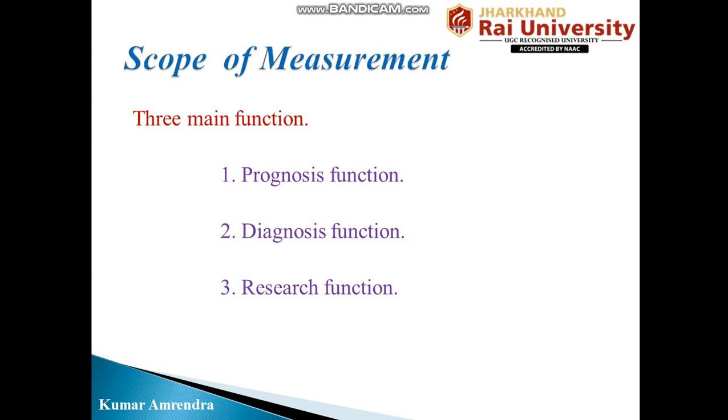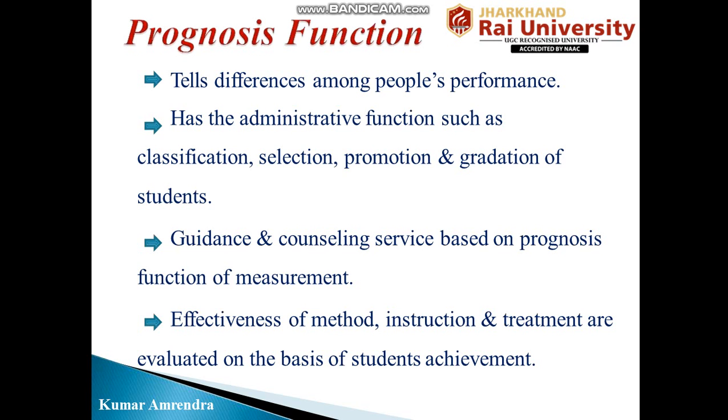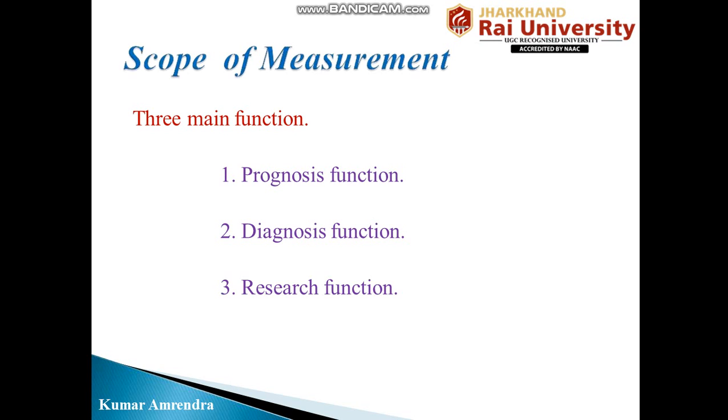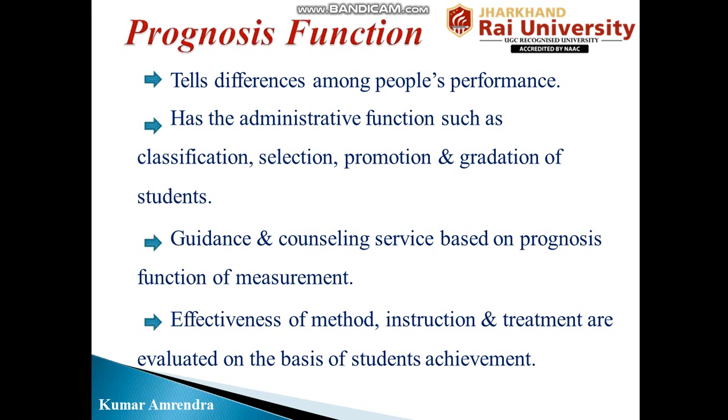What are the scopes of measurement? This is a very important topic for your research purpose. There are three main functions. The first one is the prognosis function, the second one is the diagnosis function, and the last one is the research function. So let's see all three types, the scope and functions of measurement. The first one is the prognosis function.